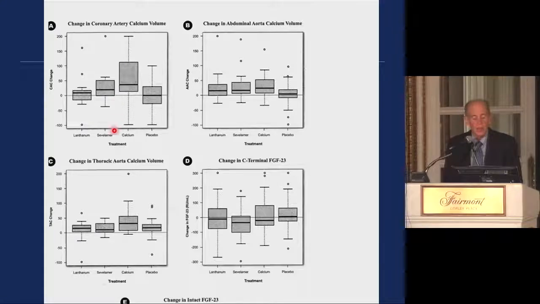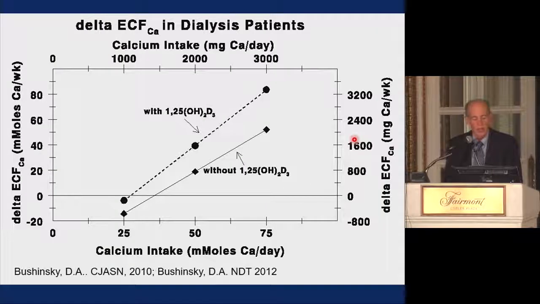In the supplement, he looked at the binders separately. This is the placebo, this is calcium, this is sevelamer, this is lanthanum. You see the calcium-based binder was the biggest offender. And again, it suggests the use of calcium is not a good idea.